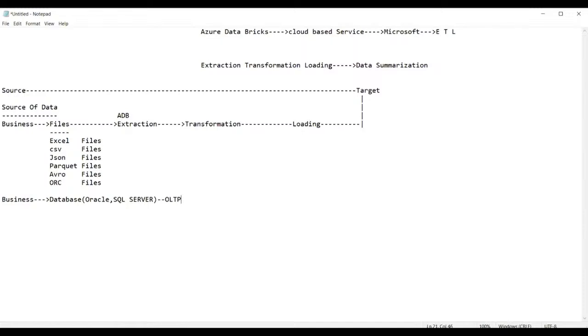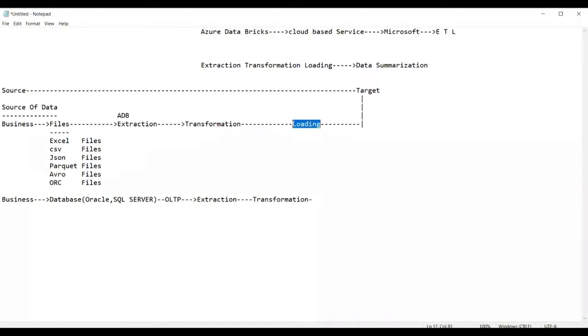So now, guys, ultimately from this database, we pull in the data again by using the same process. Extraction will be done. That means using ADB, we extract the data. Once the data is extracted, we perform the transformation on the data. Transformation is the actual process of data summarization or shaping the data as per the requirement of the client.